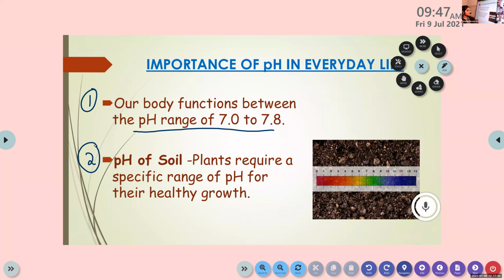If the soil is more acidic, it will affect the healthy growth of plants. So in order to bring the pH to neutral, we will add certain bases like limestone, lime water, etc. And if it is more basic, we will add certain acidic substances to maintain its pH value. So plants always require a specific range of pH for their healthy growth. That's it. This is clear, children?